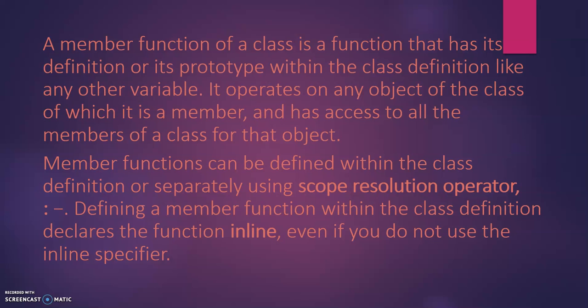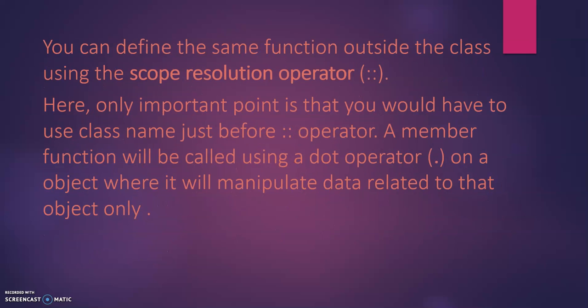Member functions can be defined within the class definition or separately using scope resolution operator. Defining a member function within the class definition declares the function inline, even if you do not use the inline specifier. You can define the same function outside the class using the scope resolution operator. Here, the only important point is that you would have to use the class name just before the scope resolution operator. A member function will be called using a dot operator on an object where it will manipulate data related to that object only.